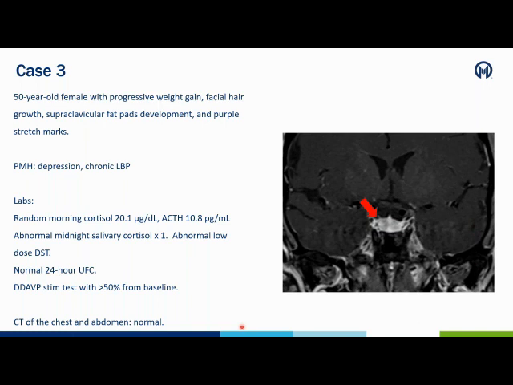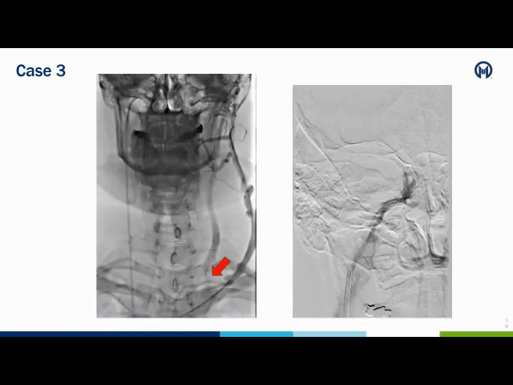So after testing and retesting her, we were very hesitant about taking her for surgical exploration based on her non-invasive tests. And then after one abnormal midnight salivary cortisol and a low-dose dexamethasone suppression test, we decided to do a desmopressin stimulation test, non-invasive, and she did respond with an increase of 50% of her baseline, which is indicative of a central source. So we decided, based on this, to take her to petrosal sinus sampling. Obviously, her case was not straightforward.